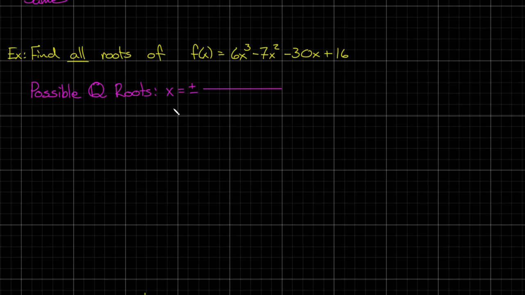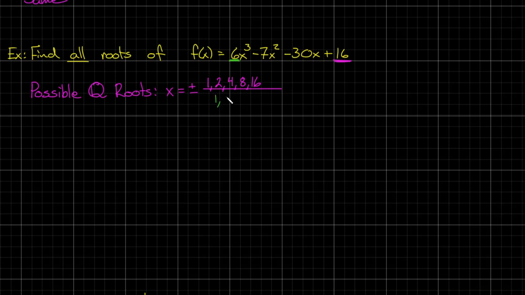Does 1 go into it? Does 2? 3? 4. 3 does not. 4. 5? 6? 7? 8? Okay. These are all the possible factors of 16. The P in our P over Q list are factors of this term. What about the Q's? They're factors of 6.